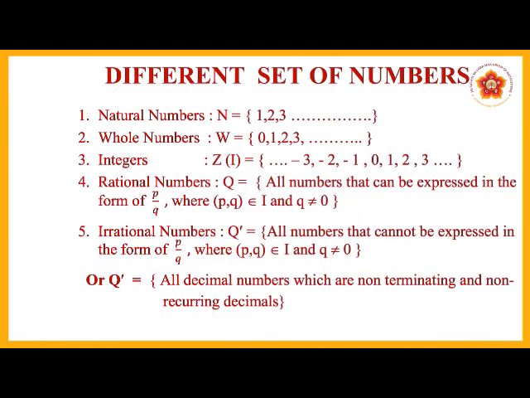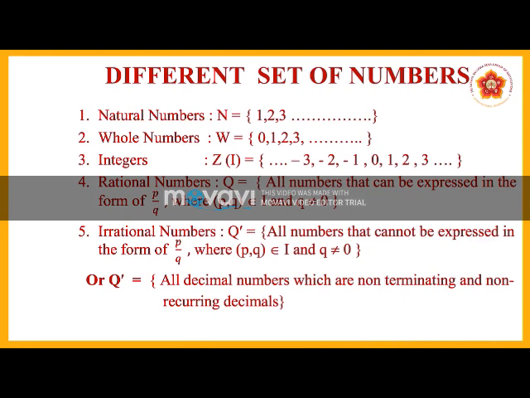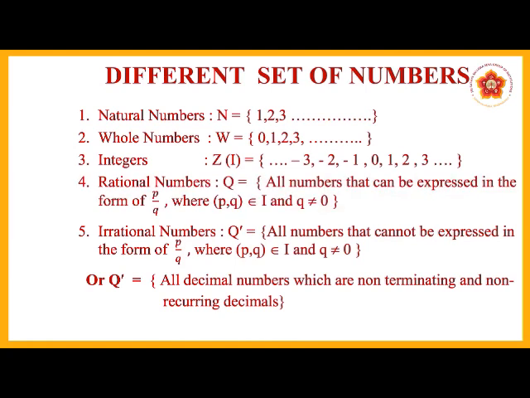Next, the fifth set is the set of irrational numbers. It is defined as the set of numbers which cannot be expressed in the form of p by q. It can also be represented by the symbol Q dash. Next, another set is the set of real numbers. It consists of all the rational numbers together with irrational numbers.